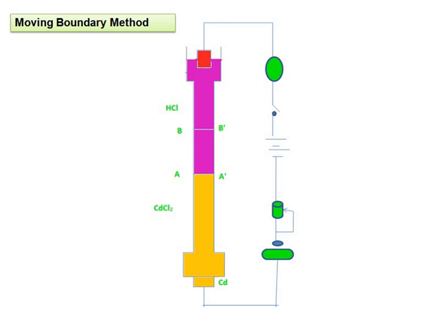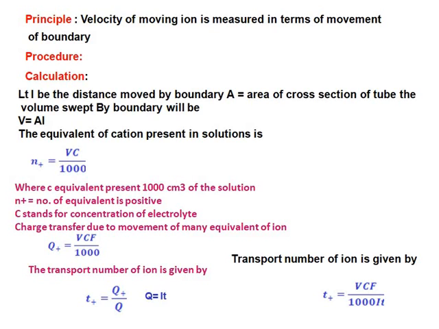The amount of silver deposited in a coulometer can also be used for determination of the quantity of electricity passed through it. Now we have seen the calculations. So how will we determine how much current can pass? Let small l be the distance moved by the boundary. Capital A is the area of cross section of the tube.